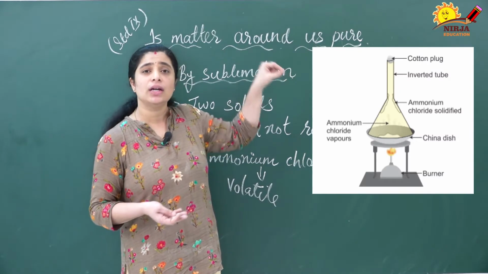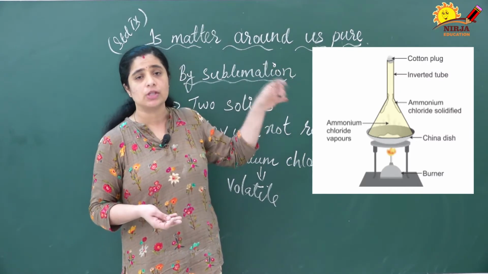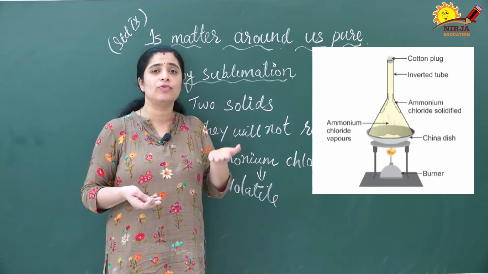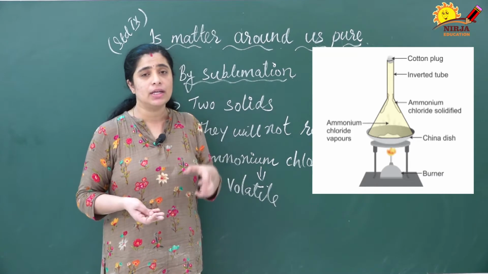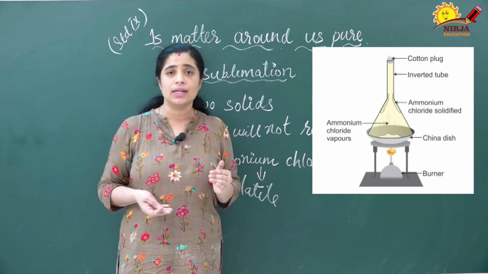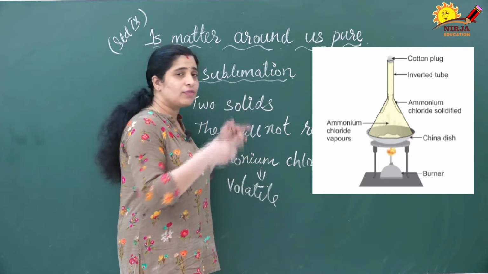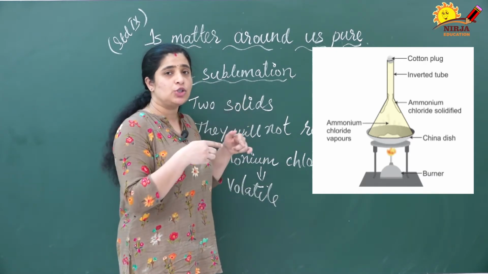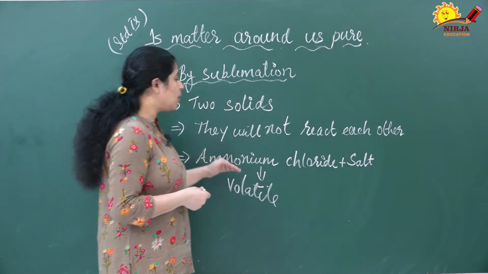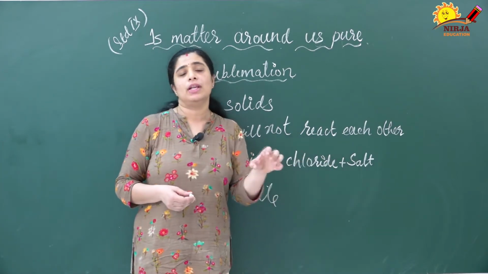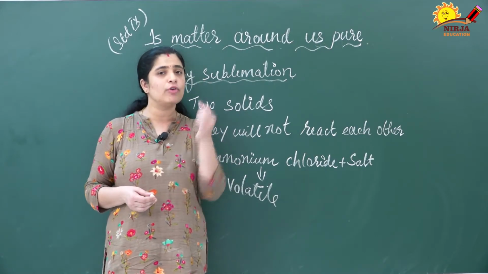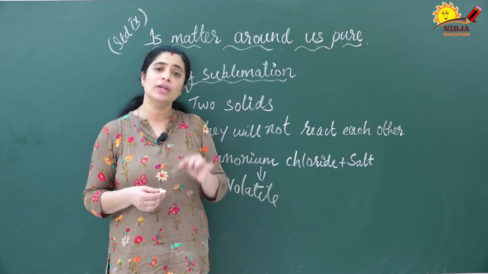The funnel is actually closed, and a cotton plug is kept there. So the ammonium chloride vapors can't escape out from the funnel. So what will happen here is that when these vapors of ammonium chloride condense, you can see ammonium chloride crystals on the wall of this inverted funnel or inverted tube. Like this way you can separate ammonium chloride and salt. Salt will be left over in the china dish only, and ammonium chloride will be there in powder form on the walls of the inverted funnel.